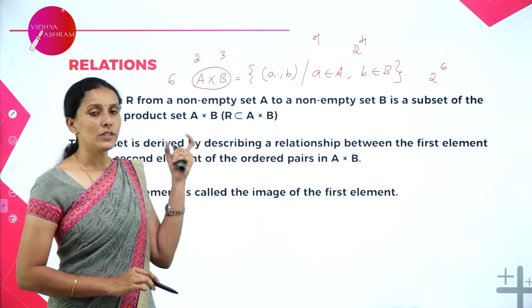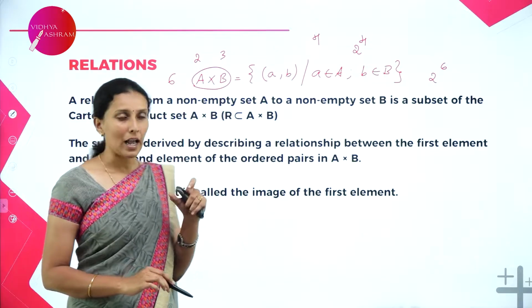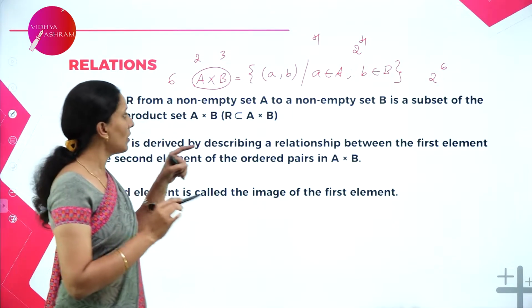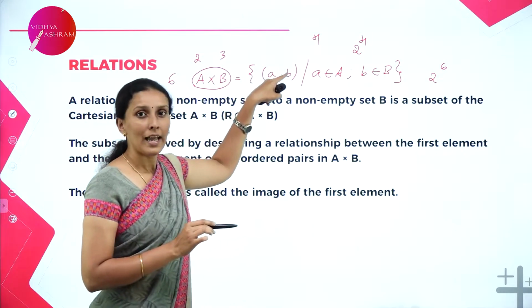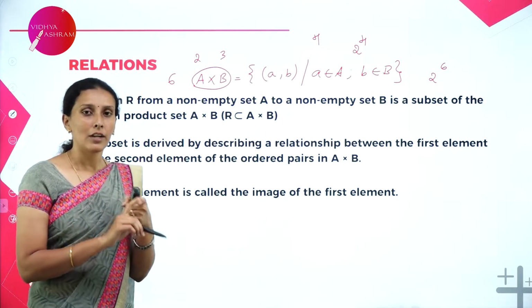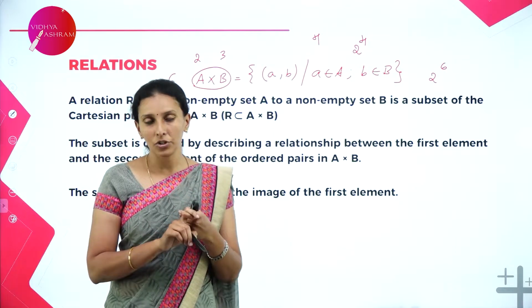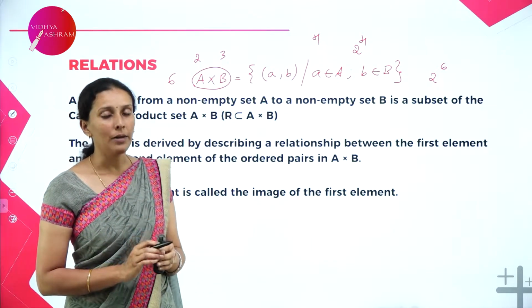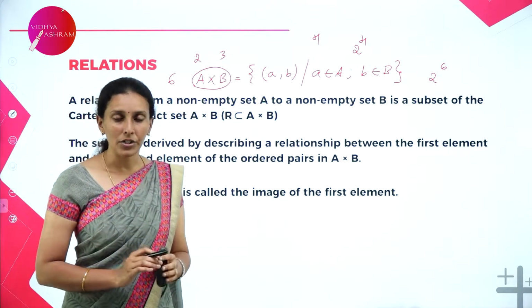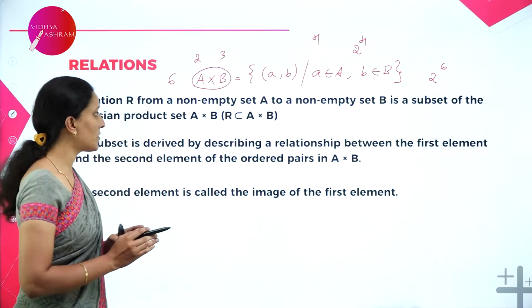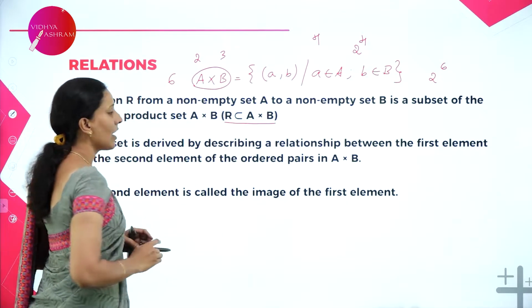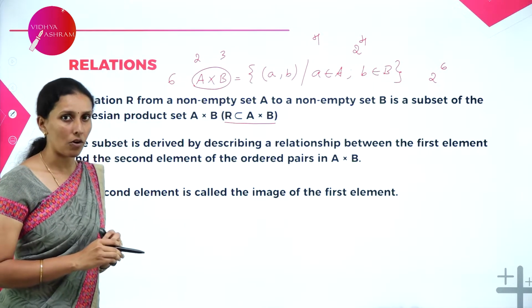All those subsets of Cartesian product can be termed as a relation whenever there is a relation between the elements of A and B. Such types of subsets of Cartesian products are called relations. So usually R is a relation which is considered as a subset of a Cartesian product. That's why we symbolically write R is a subset of A cross B.